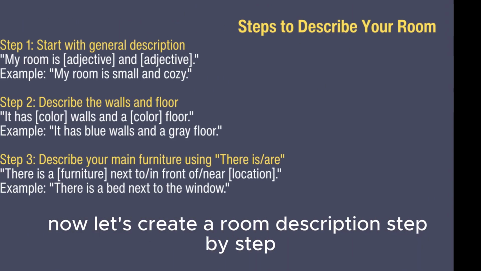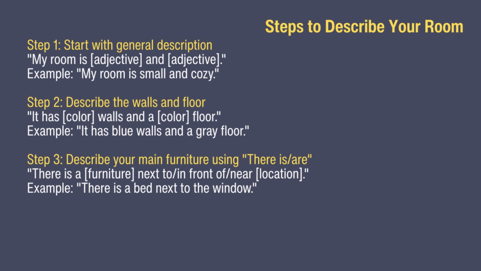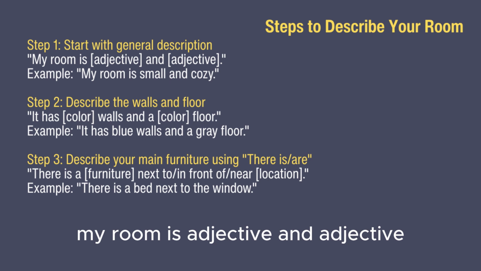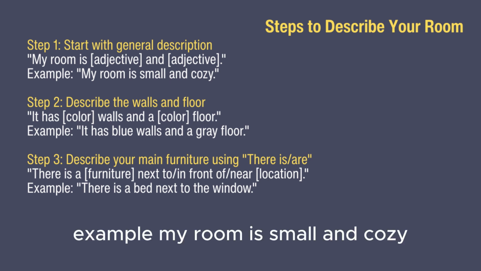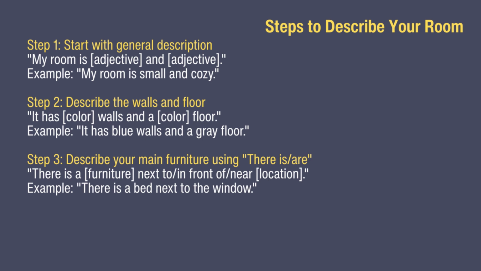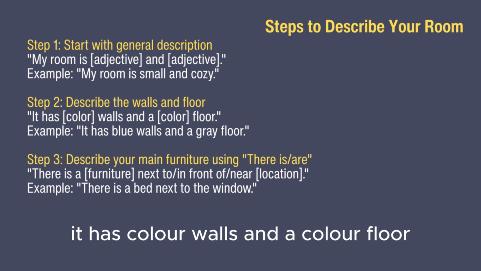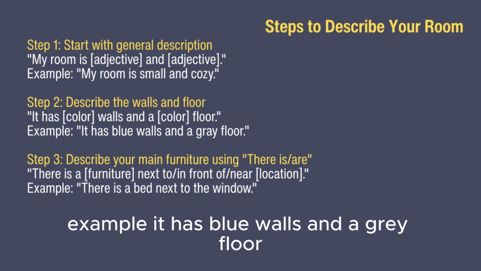Now let's create a room description step by step. Step 1. Start with general description. My room is adjective and adjective. Example, my room is small and cozy. Step 2. Describe the walls and floor. It has color walls and a color floor. Example, it has blue walls and a gray floor.